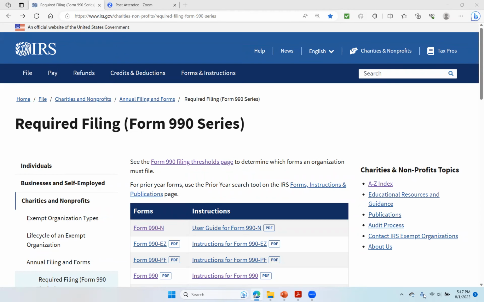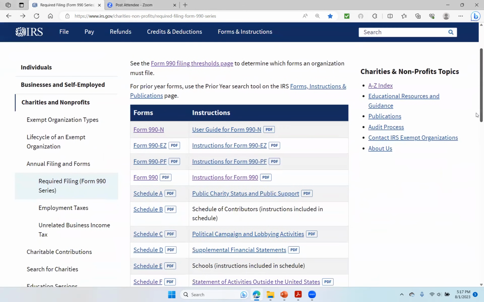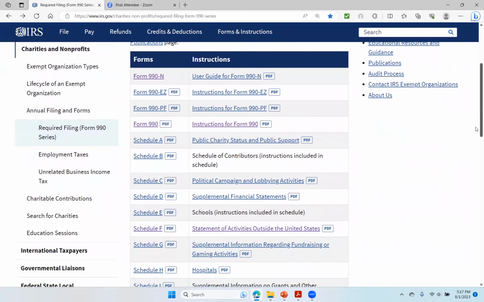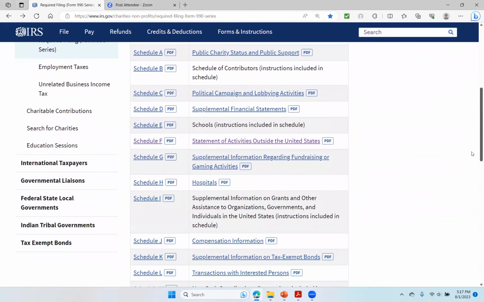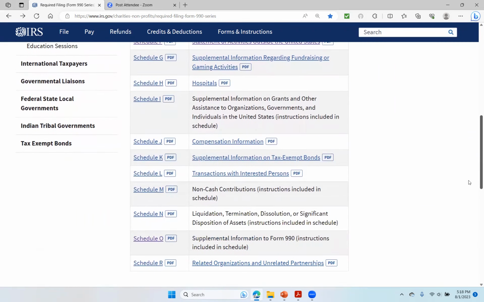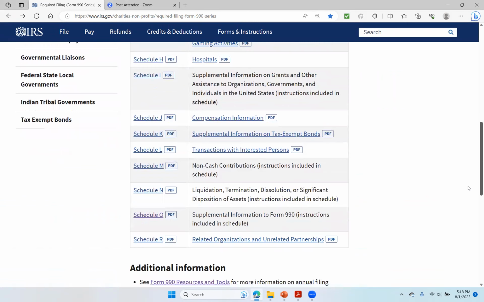So I'm going to scroll down, and you can see the different forms. You see this column that has this table that has forms and then instructions. So you see all of the different types of Form 990s: Form 990-N, EZ, PF, and 990. Here are the schedules. You have a Schedule A. It's a public charity status and public support document. Schedule B, Schedule C, all the way down to Schedule R.